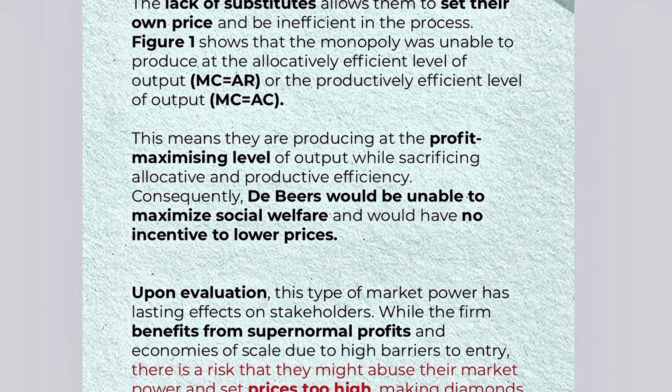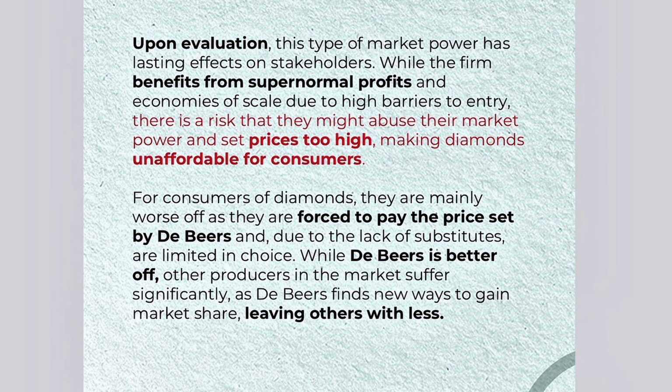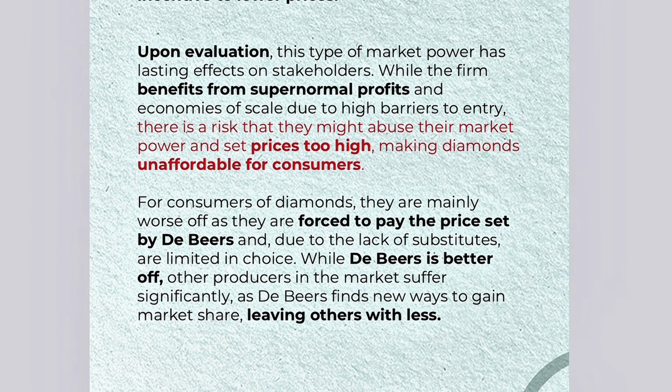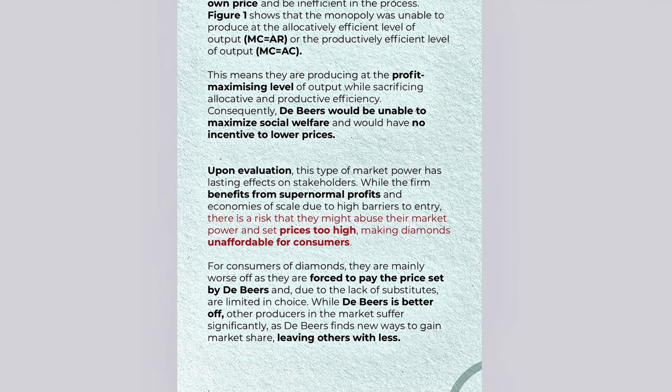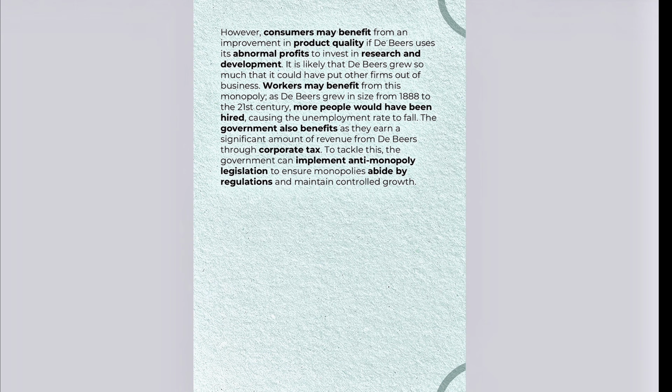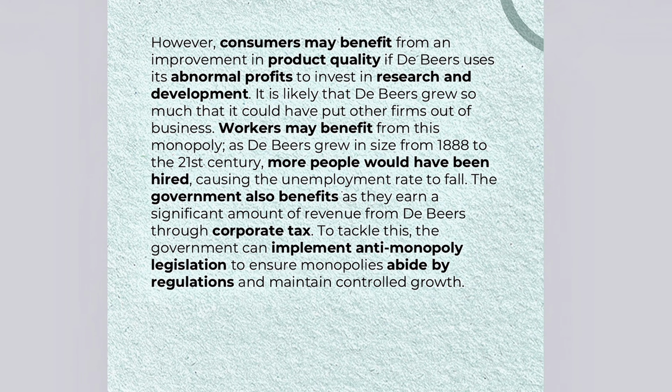And the next section here is the evaluation. This type of market power has lasting effects on its stakeholders. While the firm benefits from supernormal profits, they might abuse their market power by setting prices too high, and customers may not afford it, as they are forced to pay the price set by De Beers, and with a lack of substitutes, De Beers is better off. Other producers in the market will suffer as De Beers finds new ways to gain market share, leaving others with less. However, consumers may benefit through higher product quality.